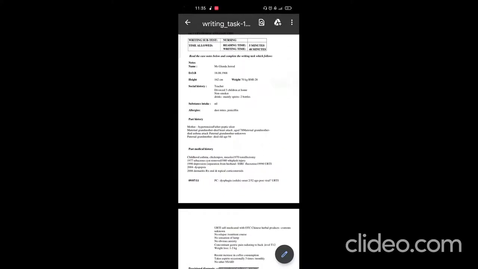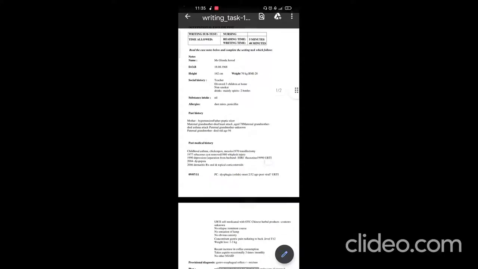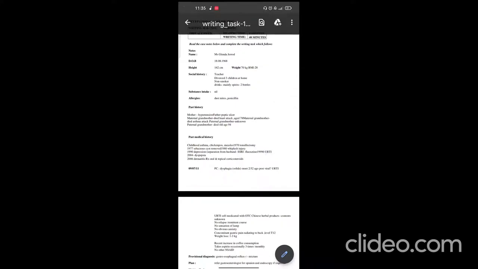Here the patient name is Miss Glenda Jerrod, date of birth 18/8/1968, height and weight they have given, BMI is 28. Social history: teacher, divorced, 3 children at home, non-smoker, drinks mainly spirits, 2 bottles, and substance intake nil. Allergies: dust mites, penicillin. Then you can see the writing task. Using the information in the case note, write a letter of referral for further investigation and definitive diagnosis to the gastroenterologist Dr. Janet Bob at Princess Hospital, 121 Bland Street, Nottingham. From here you can find out that it is the referral letter. In the plan you can see: refer to gastroenterologist for opinion, endoscopy if required, and provisional diagnosis gastroesophageal reflux plus or minus stricture.